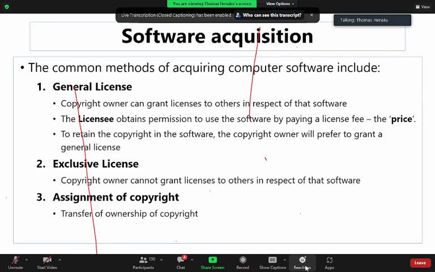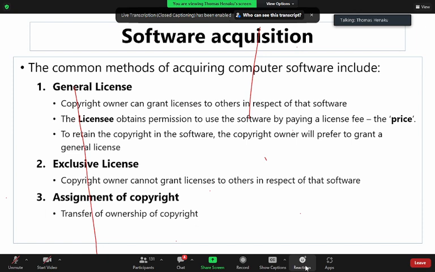Okay. The copyright owner would prefer to grant a license because he would want to retain the copyright in that software and be free to grant licenses to others, and so on and so forth. And we did talk about exclusive licensing, and I spoke about the fact that a license may be exclusive, which means that the copyright owner cannot grant the same license to others in respect of that software. More usually, the licenses will be non-exclusive, so that the copyright owner will be free to grant licenses to anyone else he wishes. It's part of their business strategy.